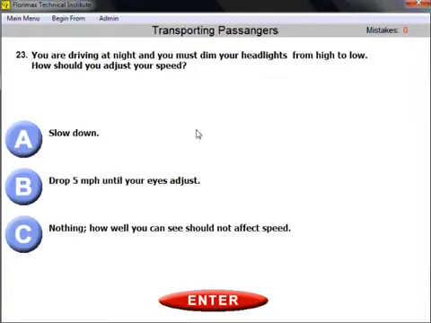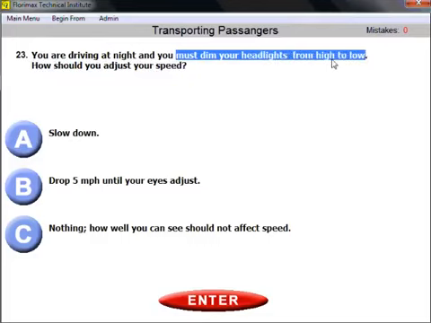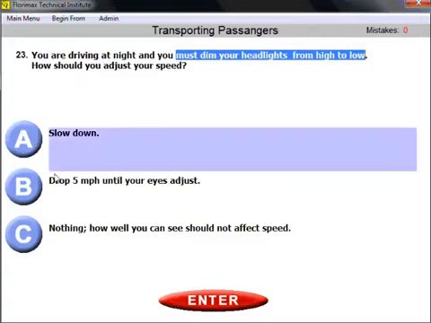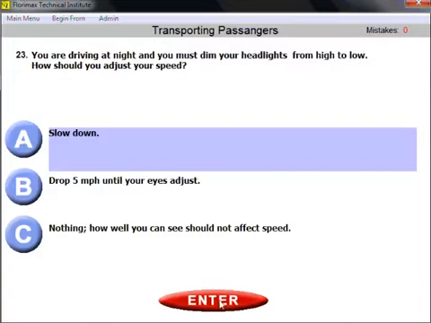Question number 23. You are driving at night and you must dim your headlights from high to low. For some reason, how should you adjust your speed? What you need to do is slow down. Again, common sense, general requirement. When you dim your headlights from high to low, definitely the distance you can see ahead decreases, and you should slow down. It wouldn't be enough to drop 5 miles per hour or 15 miles per hour. It depends on the speed, or on the weather condition. So the right answer would be slow down.